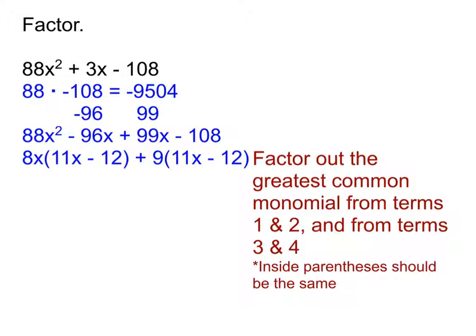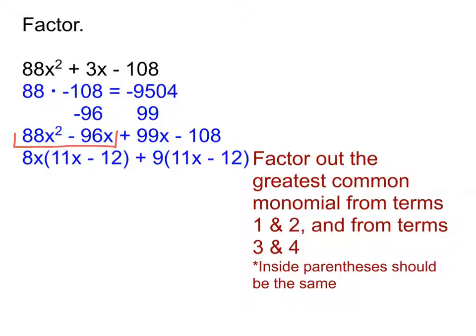And so you'll notice over here a description about what we're doing. We're factoring out the greatest common monomial first from terms 1 and 2. So I'm going over here to the first two terms. Actually, I should do it up here. And I'm looking at those two terms and saying, what can I factor out of those two? And you notice I can take an 8x out of both of those. And hence the 8x that I have right there. And when I factor that out, it leaves me with 11x minus 12.